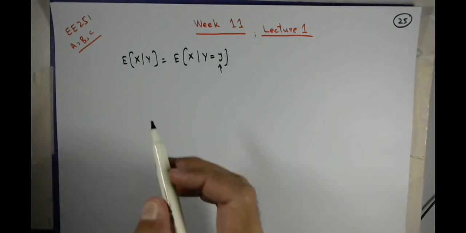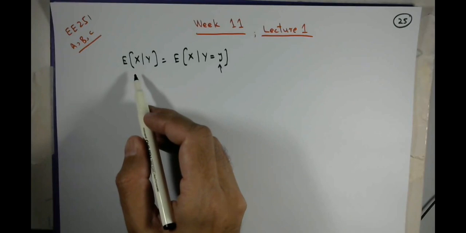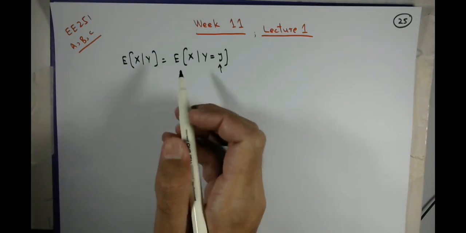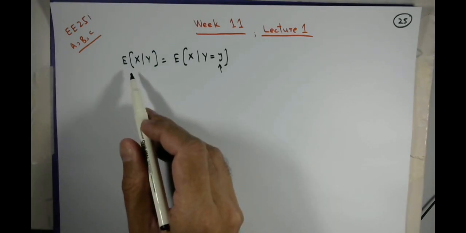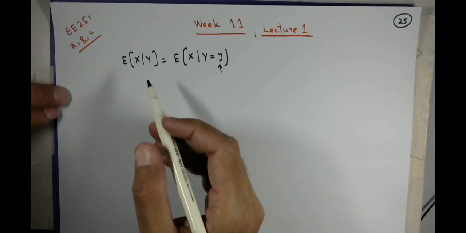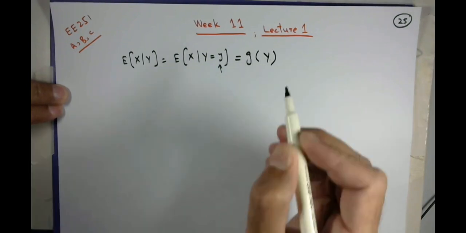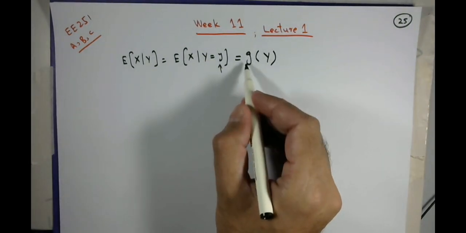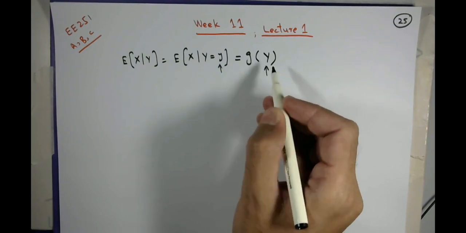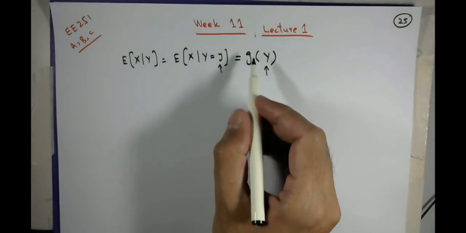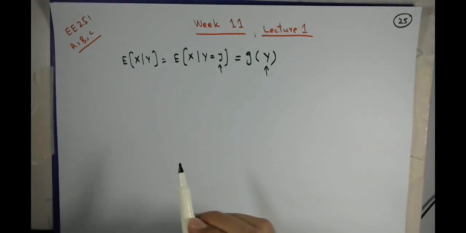So we can effectively call the conditional expectation of x a function of a random variable y. You can write it as a function g of y, a deterministic function of a random variable y. So if this is the case, we can call this expectation a derived random variable. You know, a function of a random variable is another random variable.